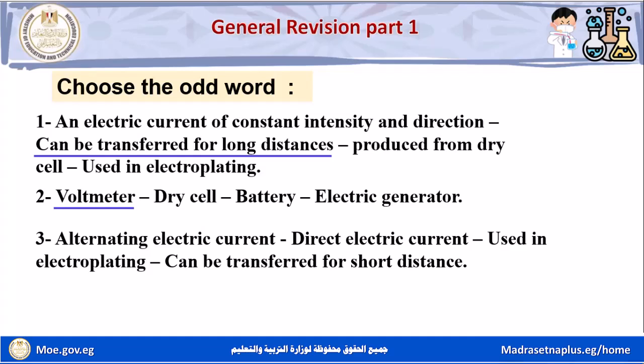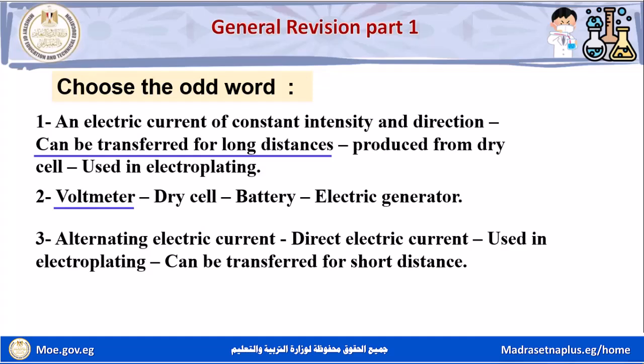Voltmeter. Dry cell, battery, and electric generator produce electric current. By voltmeter we measure potential difference and electromotive force for a battery.